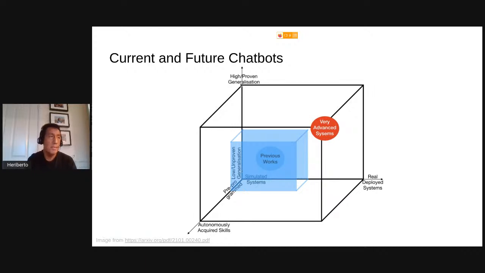High generalization. In machine learning, we call agents with high generalization when they are able to deal with unexpected situations. They are able to do well with unexpected situations. And if an agent is able to do that, then it will have high generalization. Otherwise, it will not.